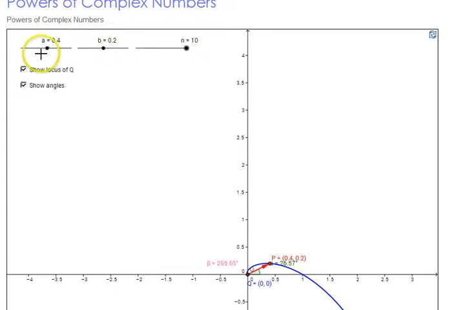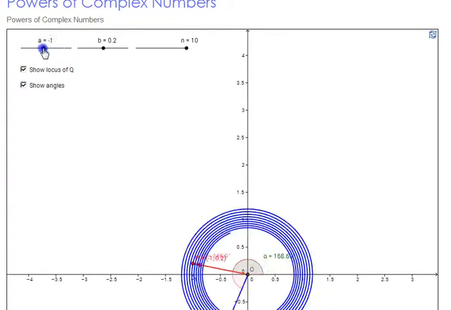You can see here that earlier the magnitude of the complex number was greater than 1. In that case, the locus went counterclockwise. When in this case you have a equal to 0.4, b equal to 0.2, the magnitude is less than 1. In that case, this locus goes clockwise.